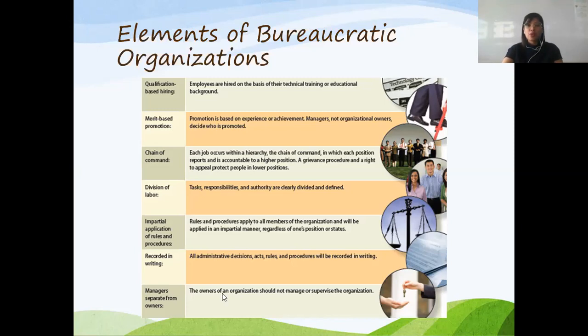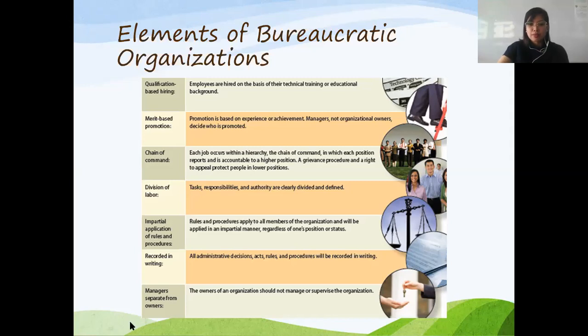And then managers separate from the owners. So the owners of an organization should not manage or supervise the organization. So I think the reason why organization owners should have a manager is for the manager to focus on the task of managing. Kasi kapag owner ka, focus on how your business will become profitable. So there is a large responsibility for you. Unlike kapag they are focused on the job, no? Focus on managing the organization, focus on the implementation of the standards, no? So that's why it's very important to have a separate manager aside from the owners.